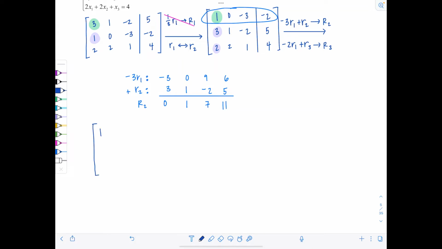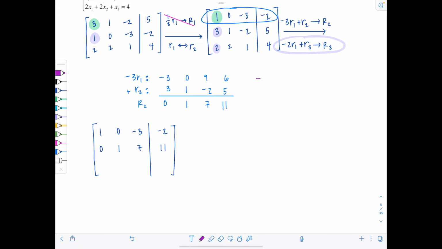Row 1's not changing, so let me rewrite it. 1, 0, -3, -2, 0, 1, 7, 11. And then let's do this operation here. I'll do it again in a different color.